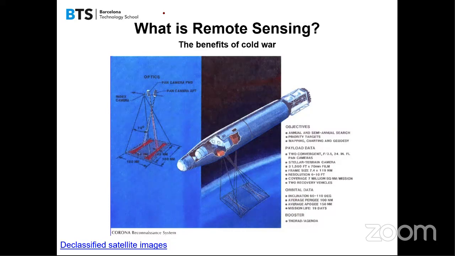So the type of sensing that they were performing was basically for spy scenarios, but they were also looking into mapping, charting, and geodesy. And there is now a growing trend on taking parts of these declassified satellite images that you can access if you just search for Corona Reconnaissance System, and recovering these images from back in the 60s to check the state of the world back then. Due to the analog nature of the images, the resolution is dependent on the type of scanner that you use to process those images.